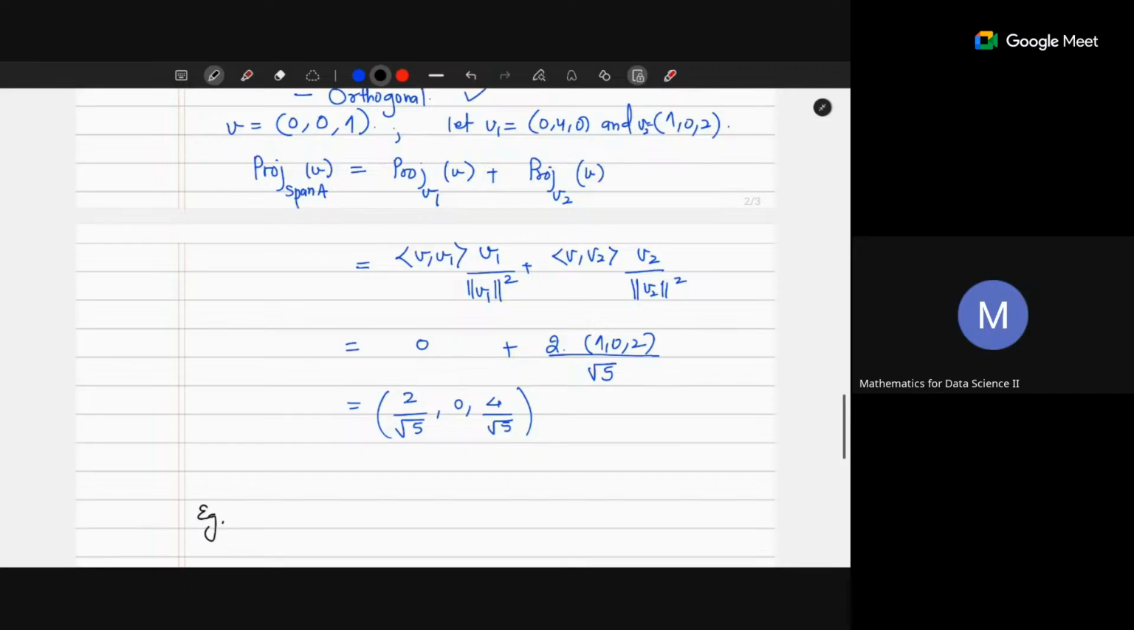Oh, right. Sorry. Yeah, it should be 5 because I'm taking the square. Thank you. It is 2 by 5, 4 by. You are correct because I'm taking the square.